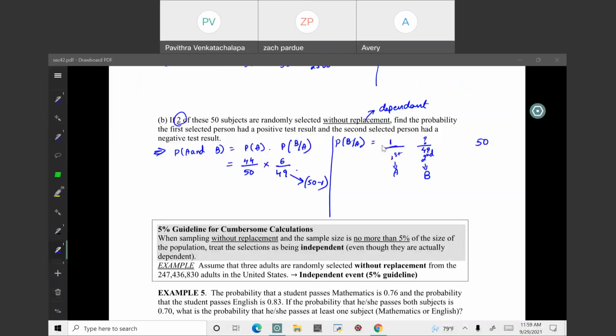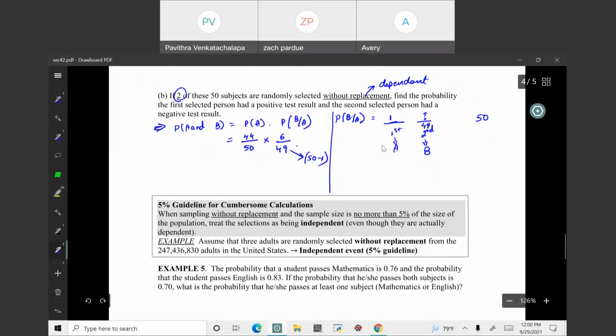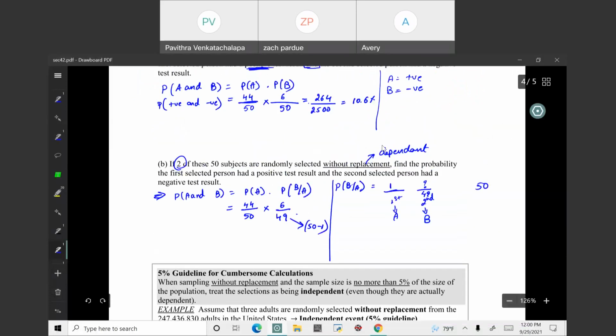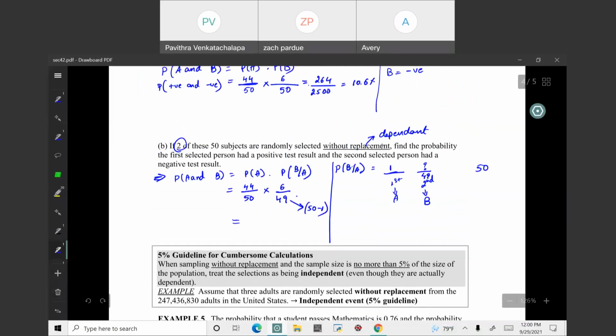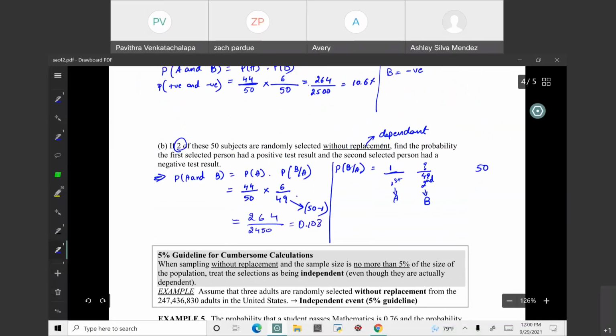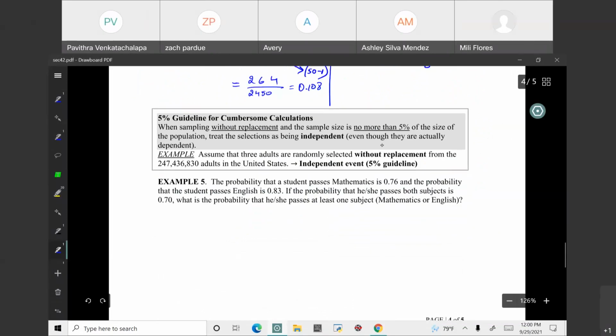Okay. So I guess we did till example 4. So this answer would be 264 by 2450, or in decimal it is 0.108. Okay. Example 5.